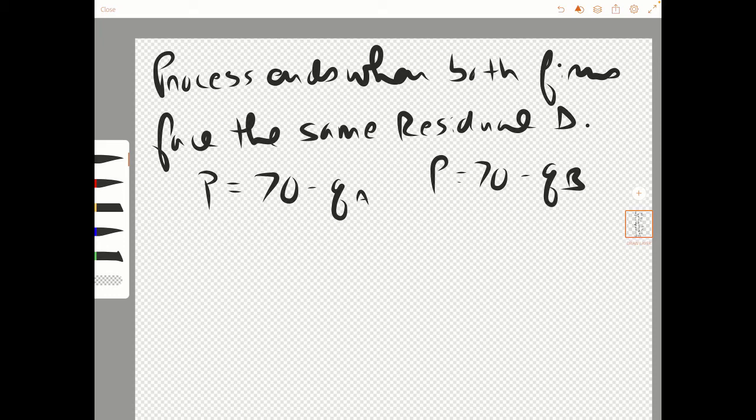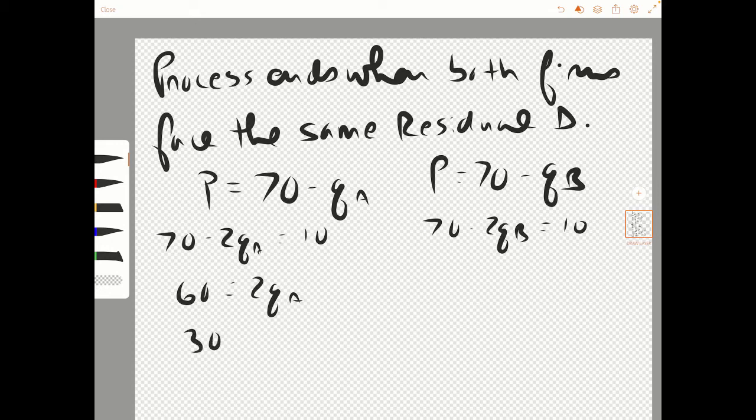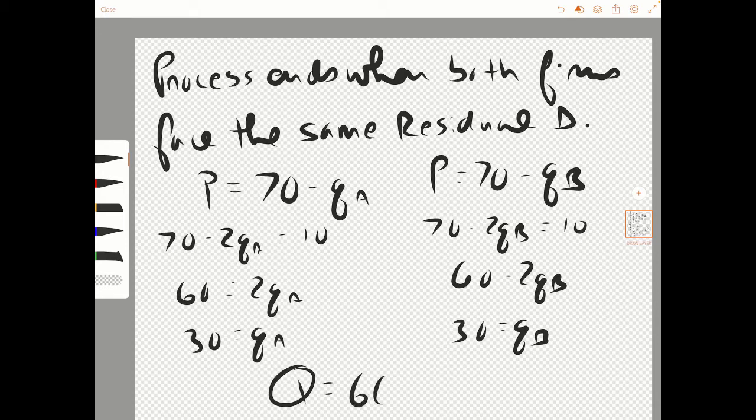So now what we can do is set marginal revenue equal to marginal cost for both firms. We find out that each firm is going to produce 30. So the industry output is 60. If the industry output is 60, then the price is going to equal 40. So that's what we would end up with.